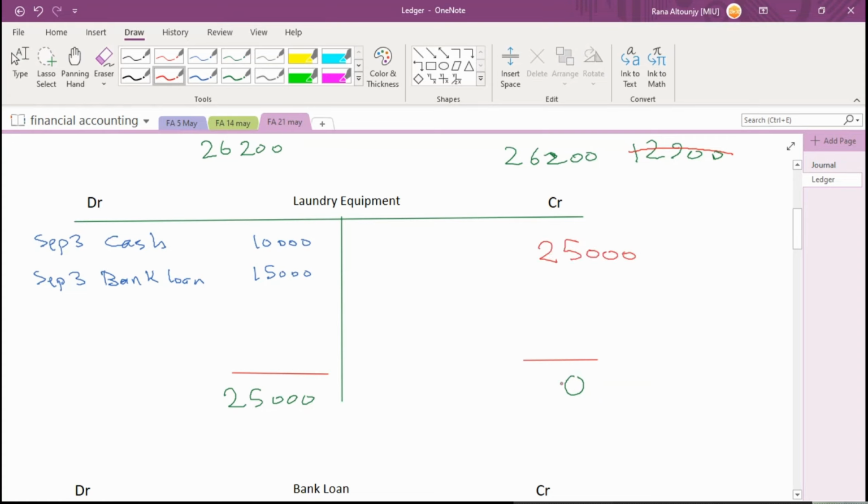When we add it, we change the sum of this side from 0 to 25,000. So like this, both sides become equal. Okay? The amount which we added, we call it balance. Whether it's a debit or credit balance, we see the debit side is higher. So we call it debit balance.